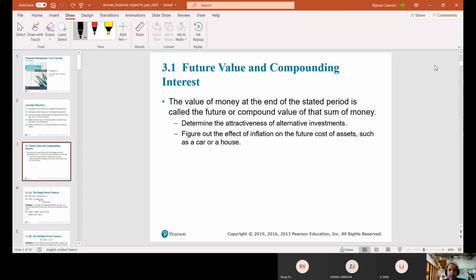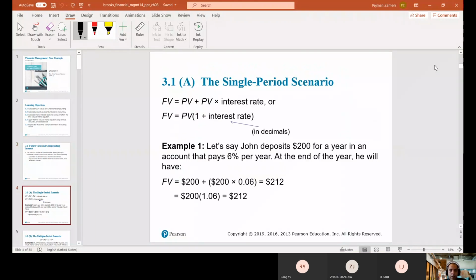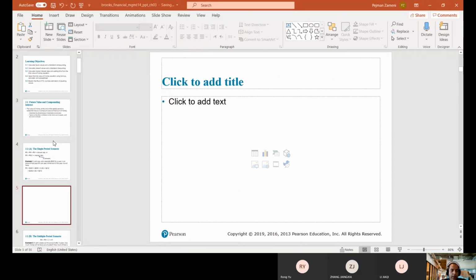The value of money at the end of the stated period is called the future or compounded value of the sum of money. Determine the attractiveness of alternative investments. Figure out the effects of inflation on the future cost of assets, such as a car or house. Okay, what does that mean? What are we talking about with all these things?